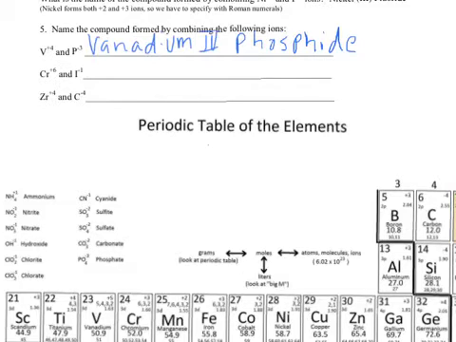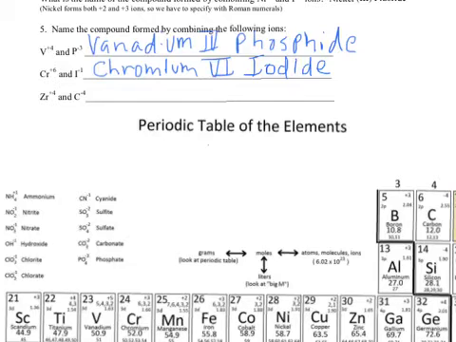Our next one is chromium plus 6 and iodine. If I find chromium here, look, here's chromium. It can be plus 6, plus 3, or plus 2. So since it's plus 6, I have to be specific. So I'm going to call this one chromium, and I have to say 6, which is VI. I have to do that because it makes more than one ionic charge. And then iodine, I'll change this name to iodide.